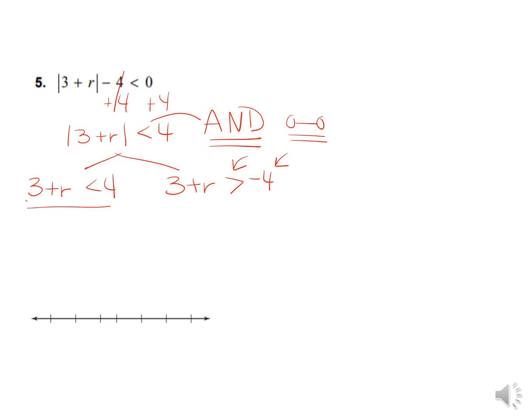Okay? So I'm going to subtract 3 from both sides. I get r is less than 1. I'm going to subtract 3 from both sides, and r is greater than negative 7. Open circle at negative 7. Open circle at 1. Make sure your arrows match what it says, and the line should be in between.